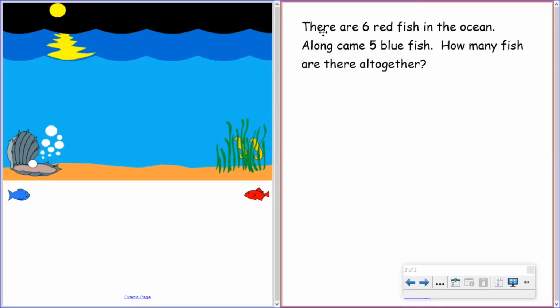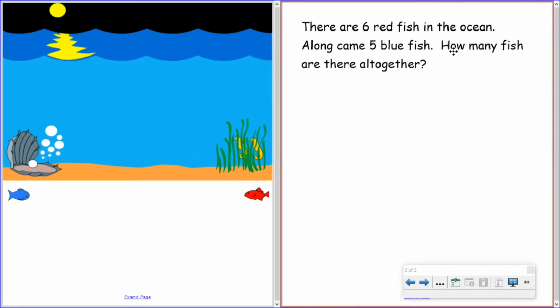Let's read the first sentence. There are 6 red fish in the ocean. So in my mind, I can see an ocean and I see 6 red fish swimming in the ocean. The next sentence says, along came 5 blue fish. In my mind, I can see 5 blue fish swimming alongside the 6 red fish in the ocean.